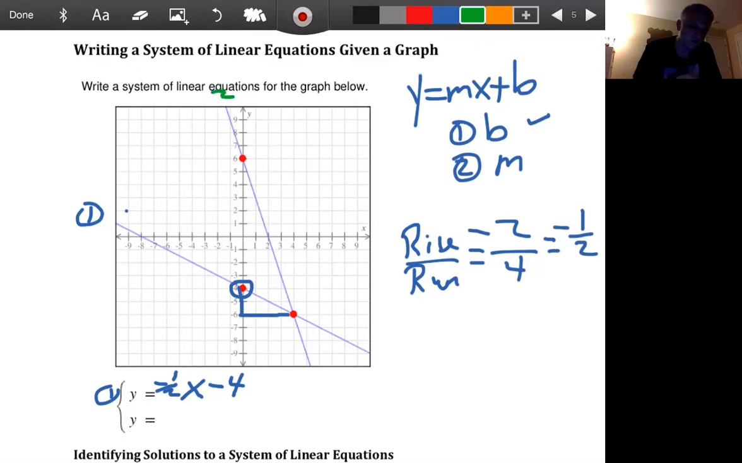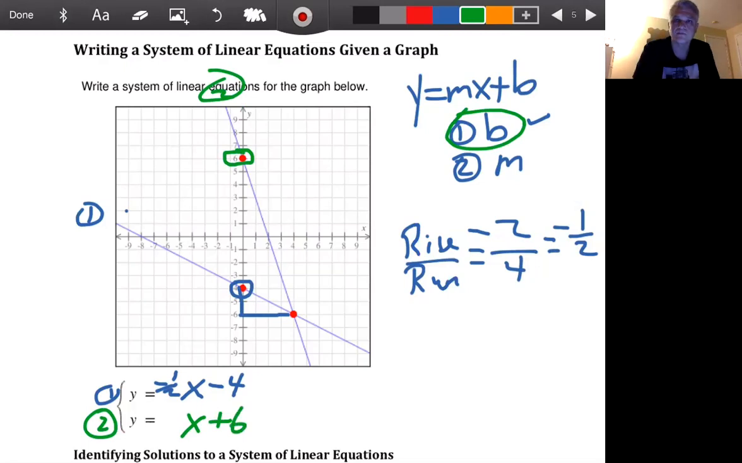Okay, let's take green for our next one here. We'll call this one line 2. Okay, so for 2, right, same thing. It's going to be y equals something x plus something or minus something. Step 1, what's the b? What's the y-intercept? Well, here's the y-axis. The y-intercept is right here. That is a positive 6. So there's a plus 6 at the end of this equation.